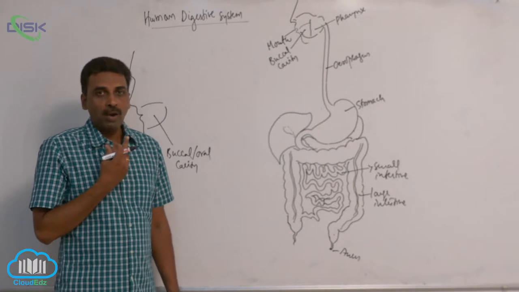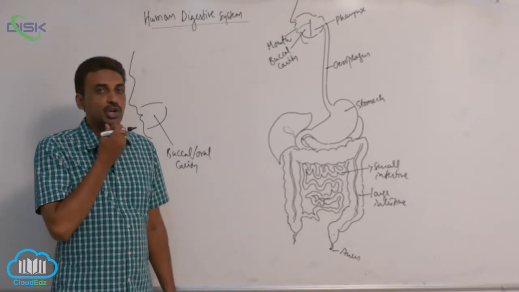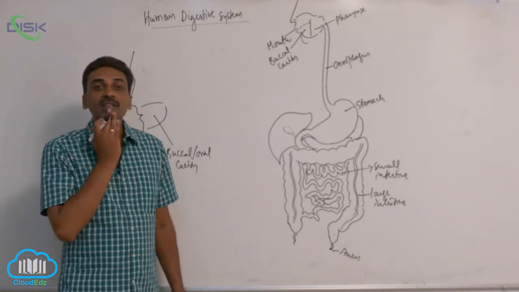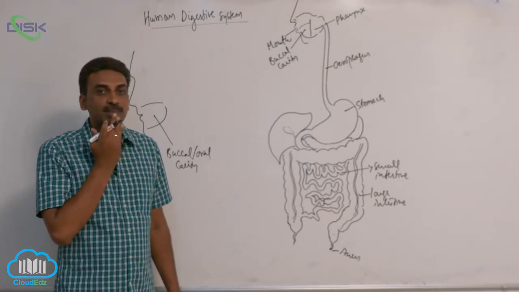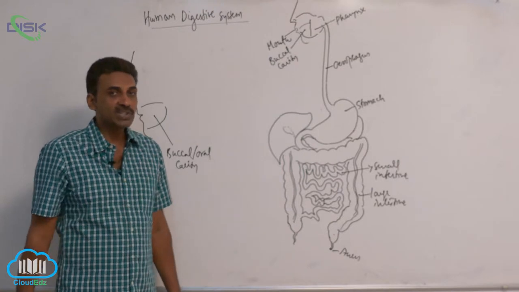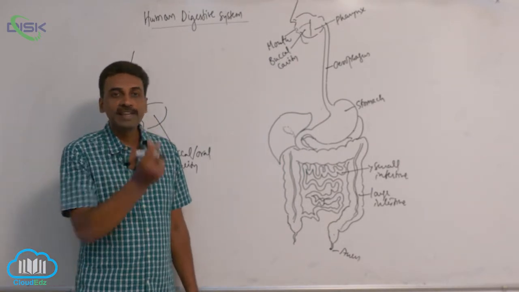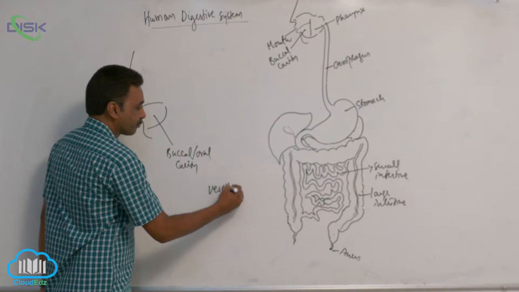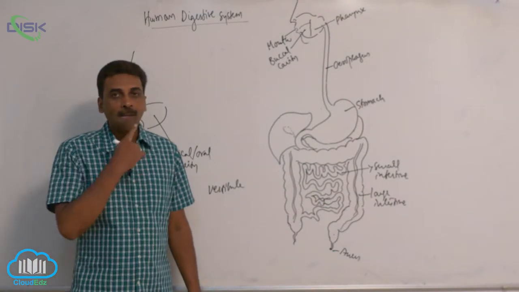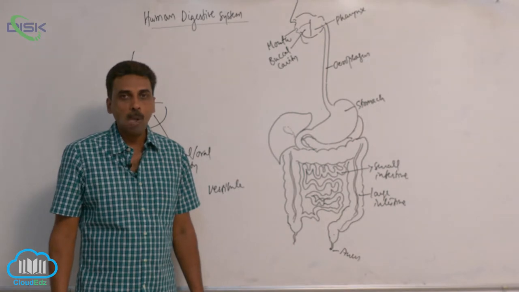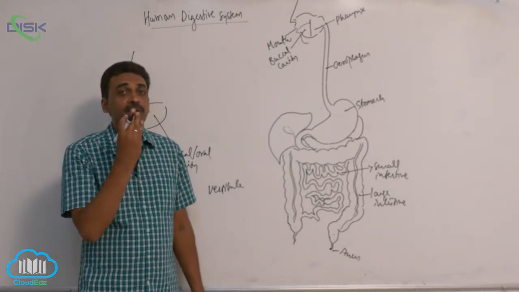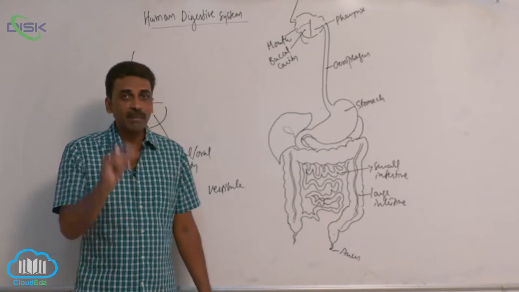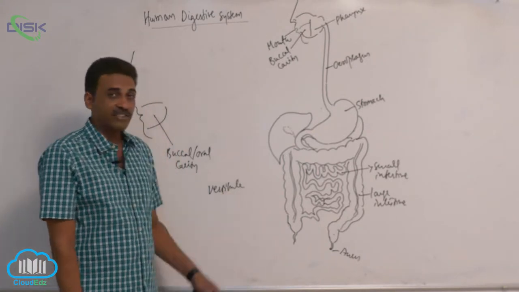Now, in between the jaws and the lips, in between the lips, cheeks and the jawbone inside, you can see a small gap. The gap is called the vestibule. That's the area in between the lips and cheeks on the outer side and the jawbones inside. There is a gap, a temporary storage of food. You can see that vestibule.